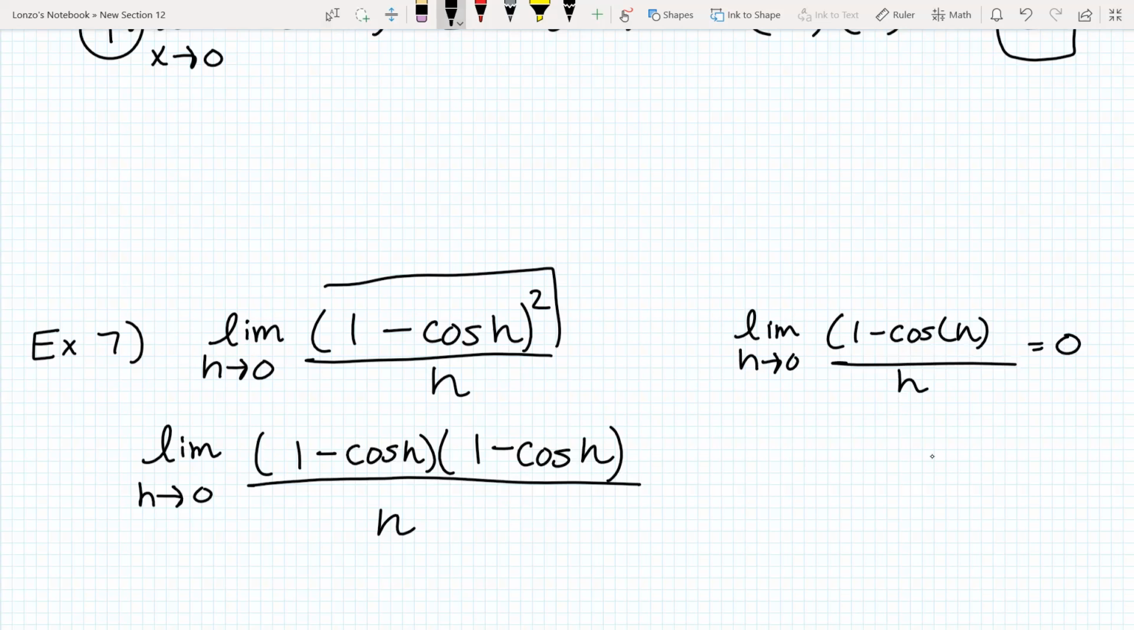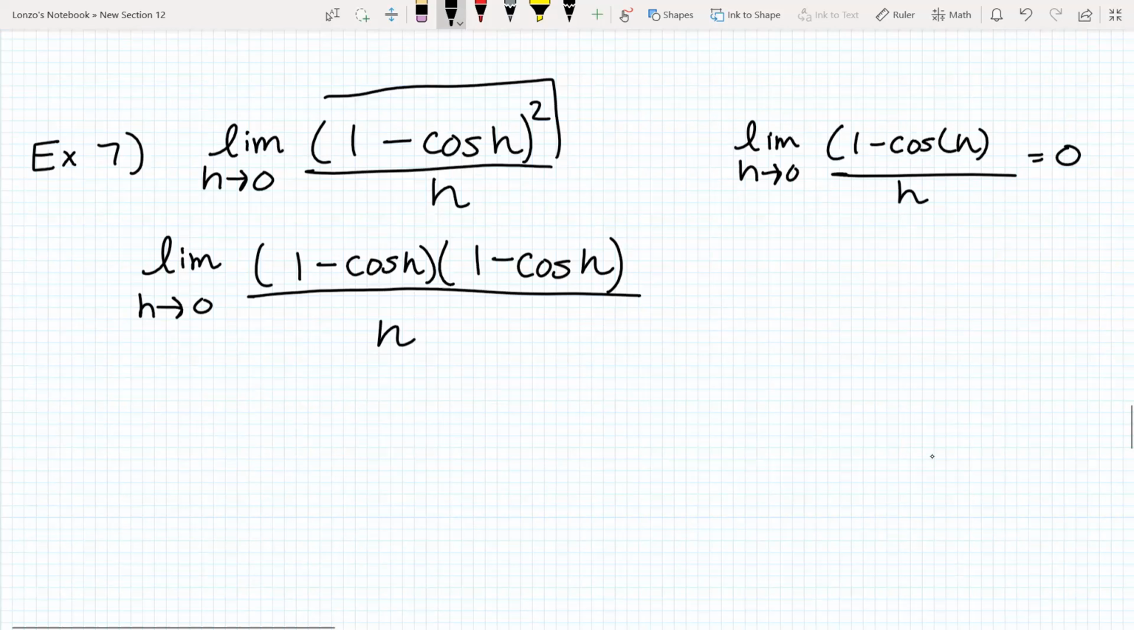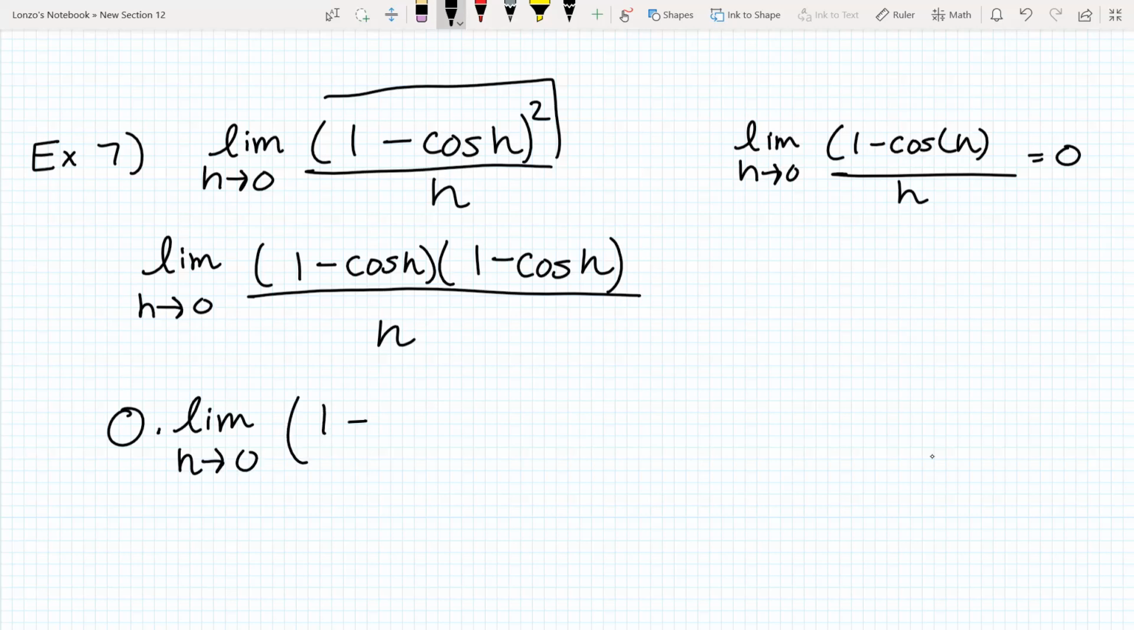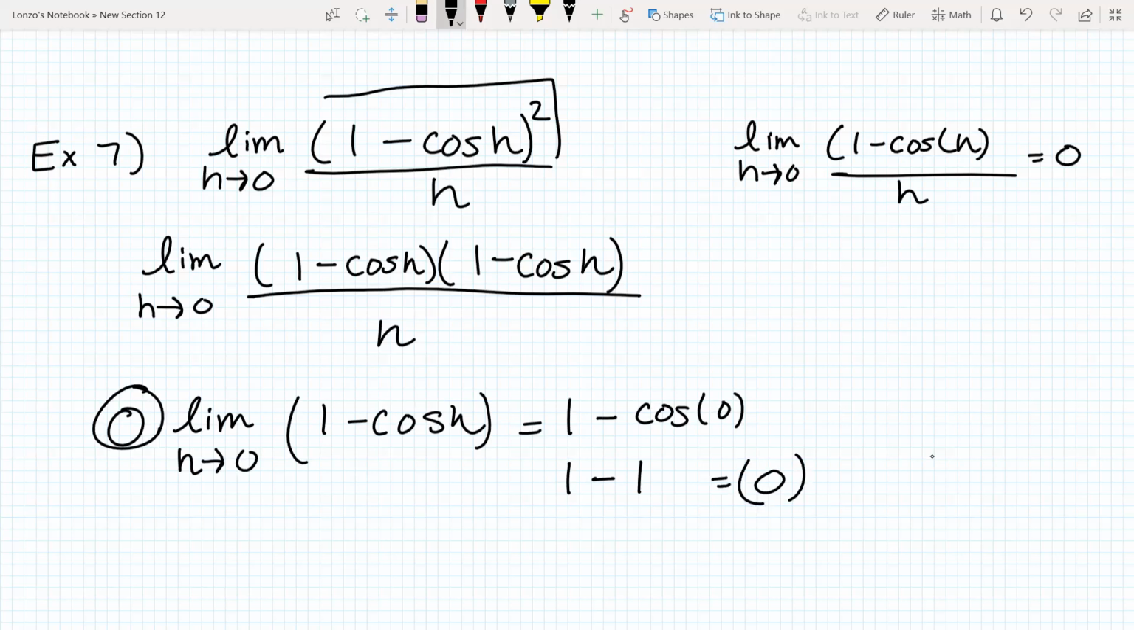Okay, so you can put that 0 in front of the limit, and anything times 0 is going to be 0, but let's just finish it anyway. So this is going to be the limit as h approaches 0 of 1 minus cosh. So that's going to be 1 minus cosine of 0, which is 1 minus 1, so that's going to be 0. And then you have to times this by 0. So 0 times 0 is 0.